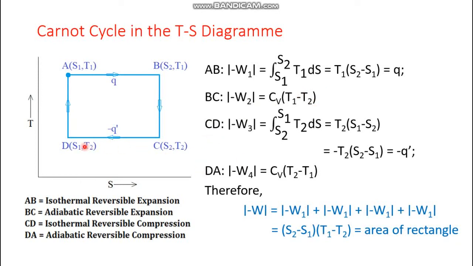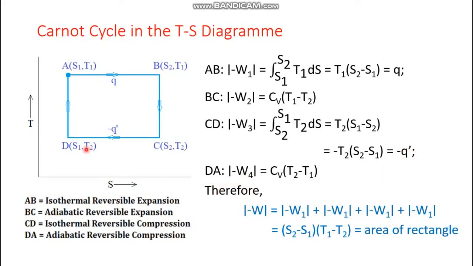But C to D is isothermal reversible compression. So the entropy changes from S2 to S1. The lower limit is S2 here, but the upper limit is S1, and the temperature is T2. It is taking place at T2 temperature, so it is T2 dS. And the result is T2 into (S1 minus S2). If it is multiplied by minus 1, it becomes minus T2 into (S2 minus S1), multiplying by minus 1 outside the bracket and inside the bracket. Outside the bracket it becomes minus T2 and inside the bracket it becomes S2 minus S1. And this is nothing but the amount of heat released to the surroundings or the sink. So this is minus Q prime.